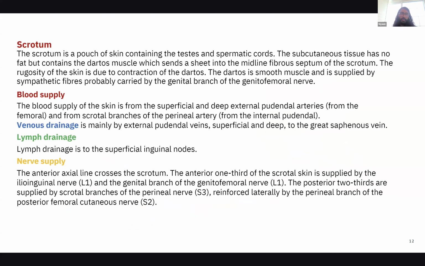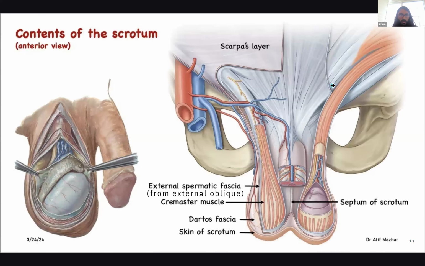This is just a quick overview of the scrotum. Again, it wasn't focused on too much in the lecture. Just know the lymph drainage, the venous drainage, the nerve supply, and the arterial supply. And obviously, that the dartos is the one giving the rugosity, so the wrinkles in the scrotum are from the dartos. That's pretty much all we need to know. And sorry, the genital branch of the genitofemoral nerve is supplying this area.